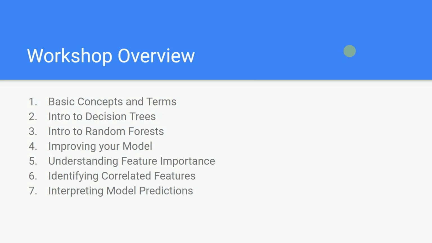Cool. So just a quick overview of what we're going to be covering today. We're going to be covering some basic concepts and terms in machine learning. Then we're going to get started with decision trees and random forests. These are two machine learning models that you may have heard of. Super robust, super cool. You'll enjoy that. And then afterwards, for the second half of the workshop, we'll focus on understanding your models and interpreting your models and seeing how we can improve your models.